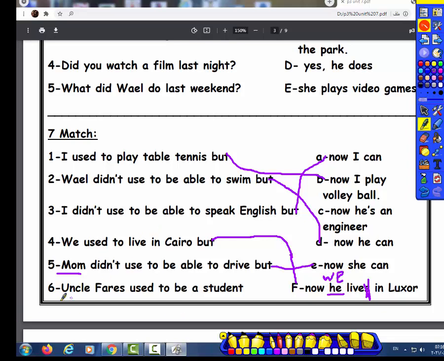Okay. Number 6. Uncle Ferris used to be a student. Uncle Ferris means he used to be a student. So now he is an engineer.